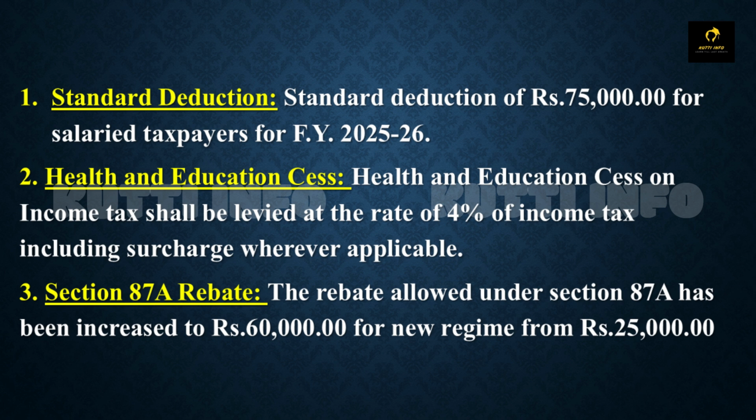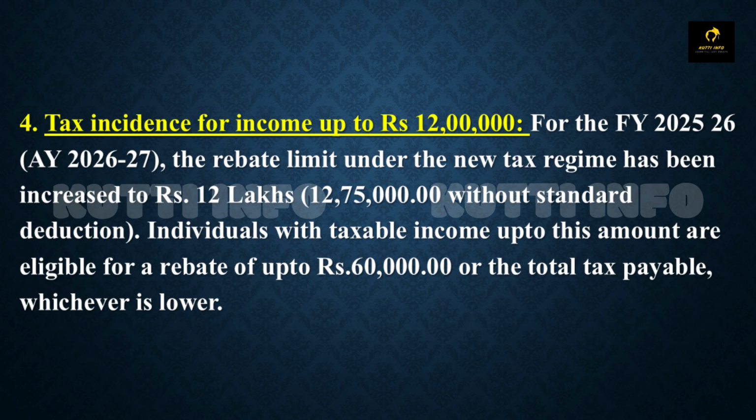The rebate allowed under Section 87A has been increased to 60,000 rupees for the new regime from 25,000 rupees. Tax incidence for income up to 12 lakh rupees: for the financial year 2025-26, assessment year 2026-27, the rebate limit under the new tax regime has been increased to 12 lakh rupees, 12,75,000 without standard deduction. Individuals with taxable income up to this amount are eligible for a rebate of up to 60,000 rupees or the total tax payable, whichever is lower.